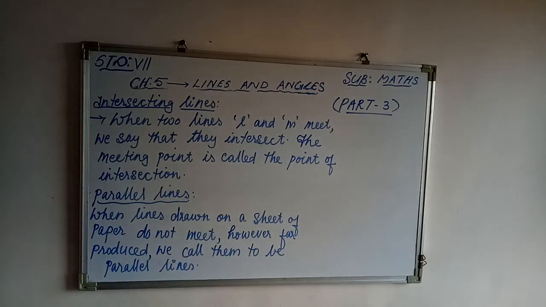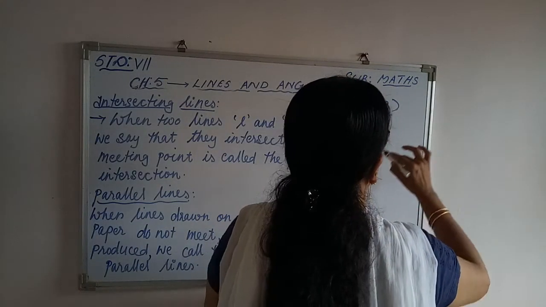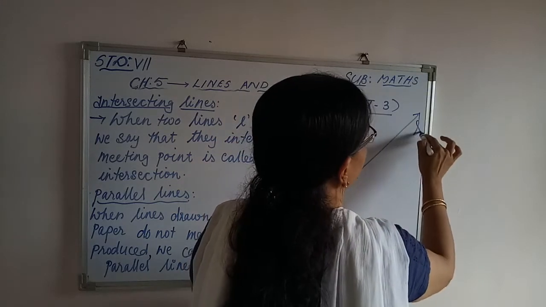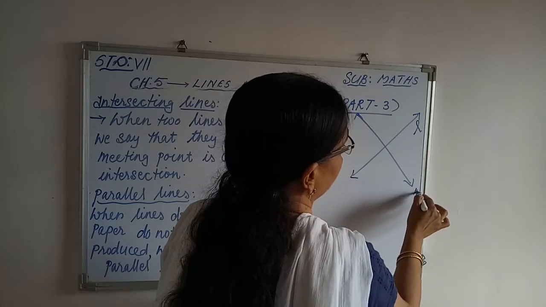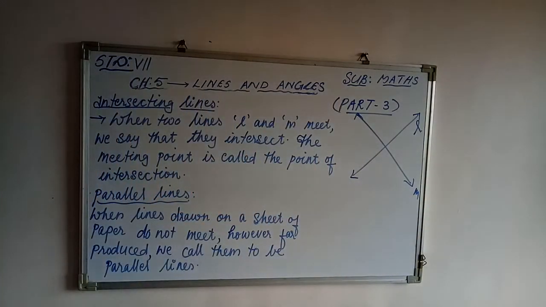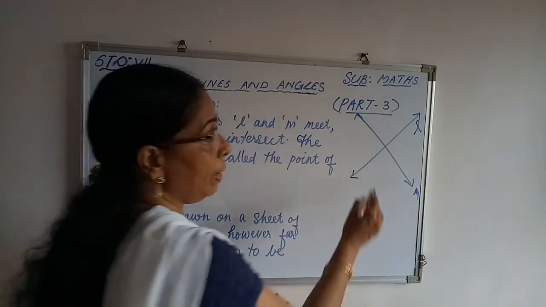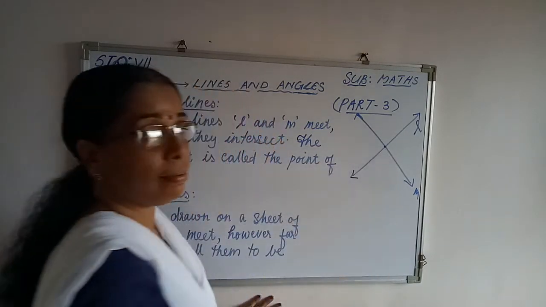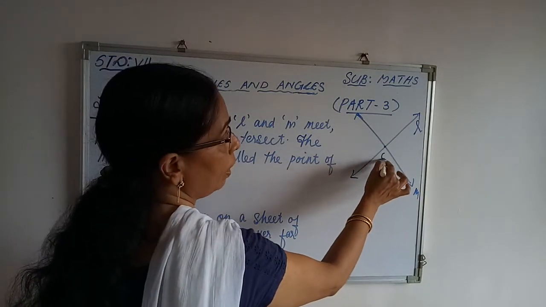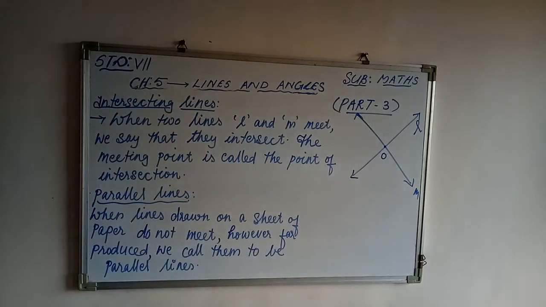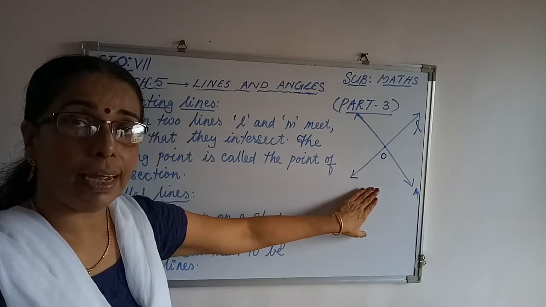Now see, first we will see what intersecting lines are. See here, I have drawn two lines. One is L and another line, let it be M. Two lines are drawn. We can see from the picture, these two lines L and M meet in one point. That means there is a common point for the lines L and M. Let us mark this point as O.